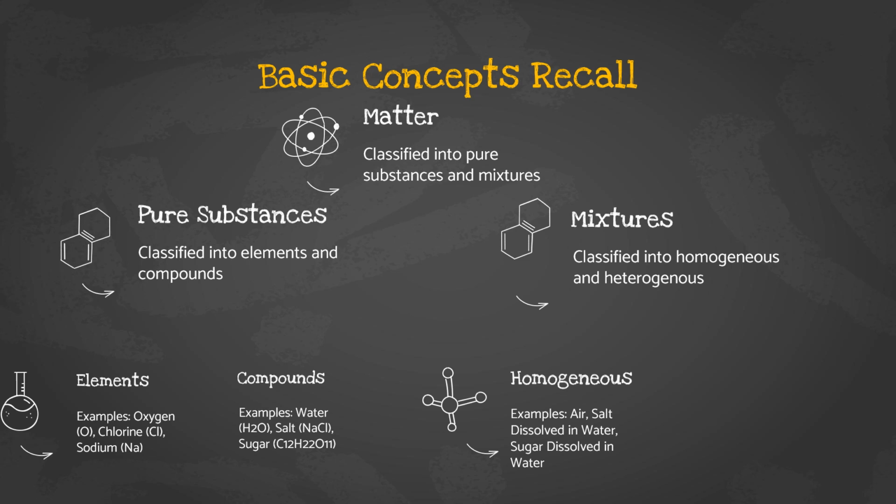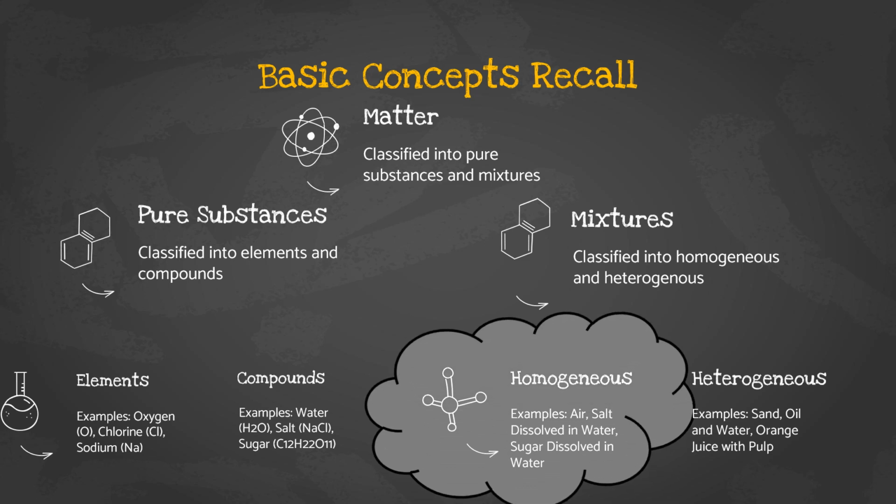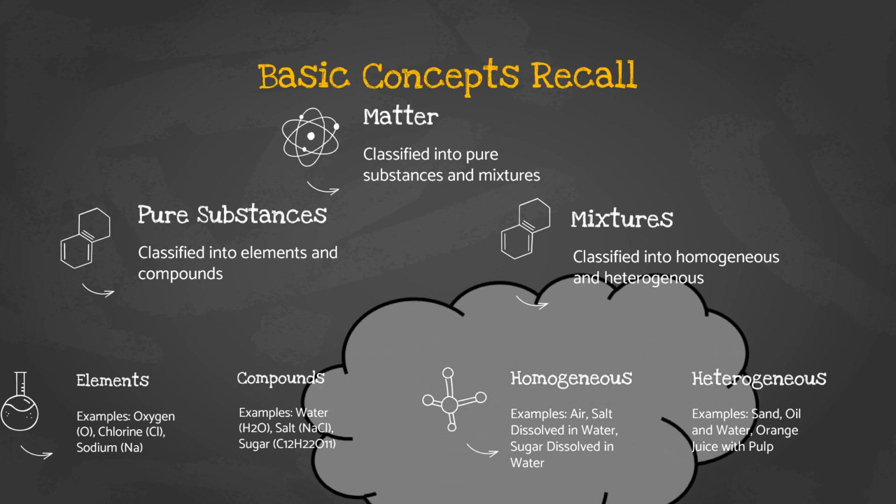Under mixture, examples of homogeneous mixtures are air, salt dissolved in water, or sugar dissolved in water. Example of heterogeneous mixtures are sand, oil and water, and orange juice with pulp. Now that we already understand how all of these are related to each other, we will focus on the subcategory of homogeneous mixture, which is the solution.